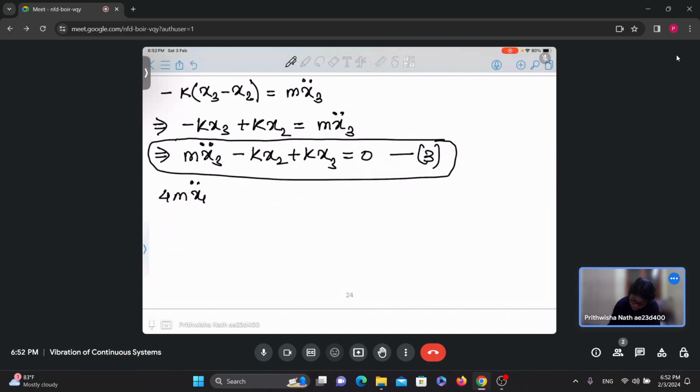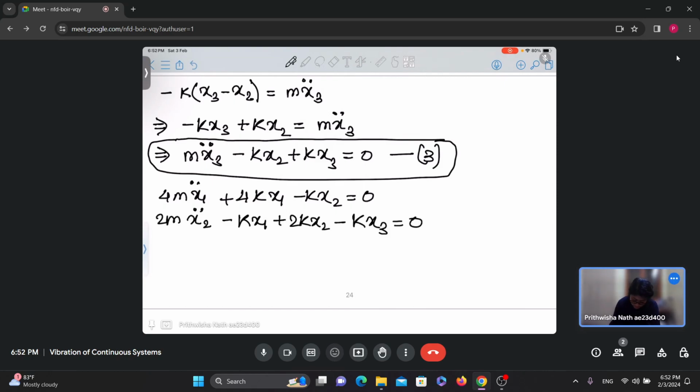4m x1 double dot plus 4k x1 minus k x2 equals 0. The second equation was 2m x2 double dot minus k x1 plus 2k x2 minus k x3 equals 0. And the third equation is m x3 double dot plus k x3 minus k x2 equals 0.